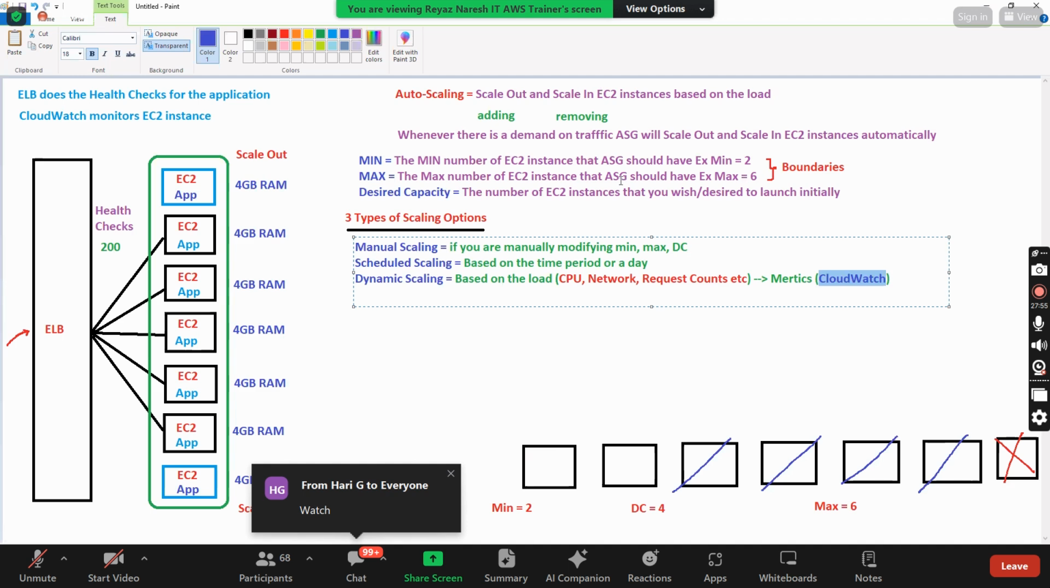There is a question. What about costing of dynamic scaling? What is the cost? How much do you pay for that? That's it. How many machines are you launching? Those many hours you need to pay for. Simple as that.